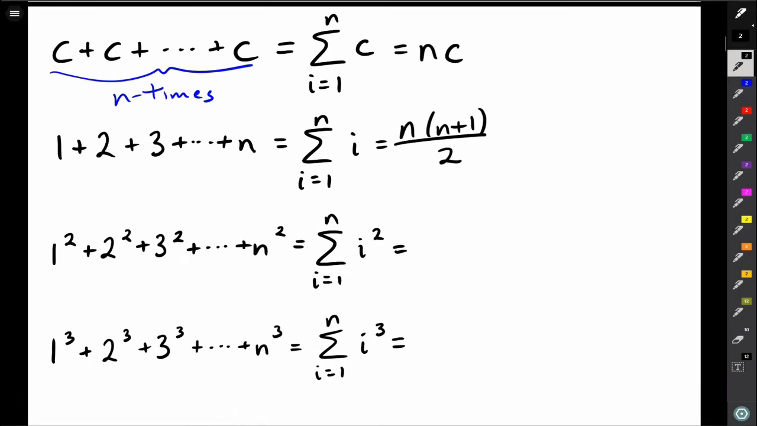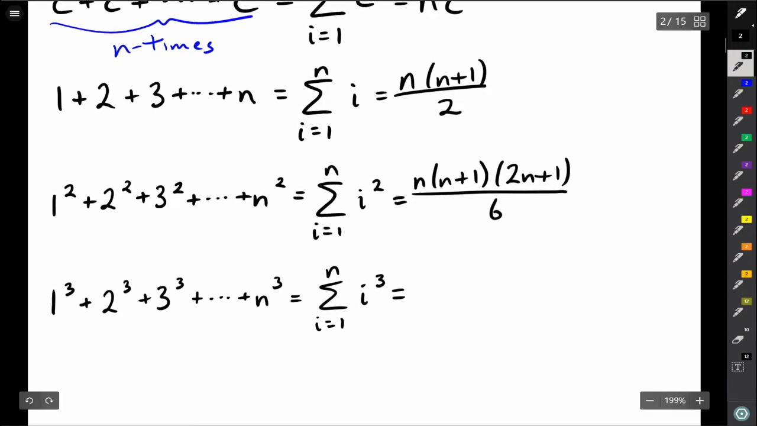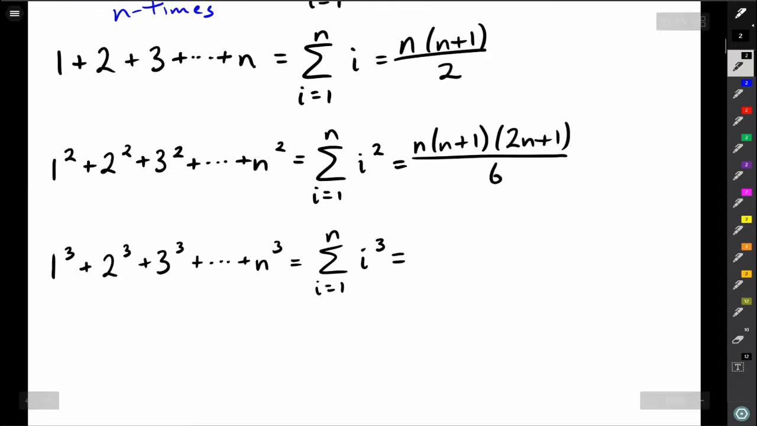Now, the next one we'll need is the sum of all the squares. 1 squared plus 2 squared plus 3 squared, all the way through n squared. This has a quite interesting sum, n times n plus 1 times 2n plus 1 over 6. Right? So that's quite an interesting sum. A little bit different, but it's there.